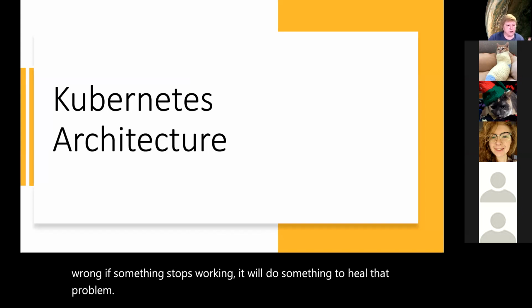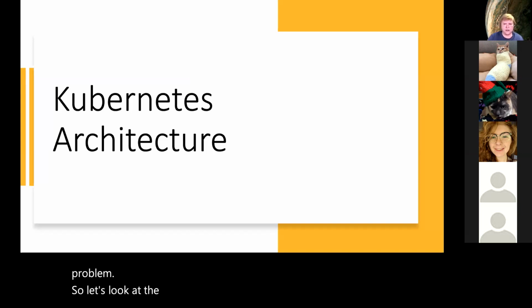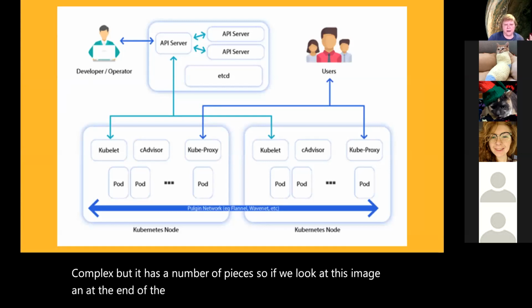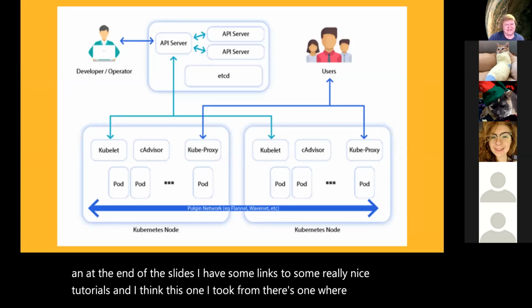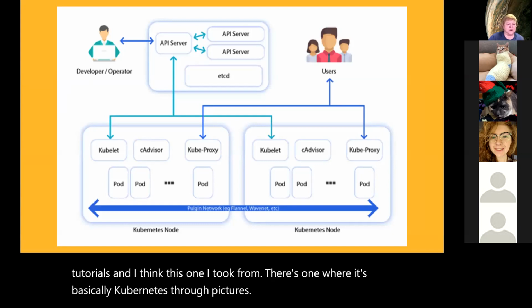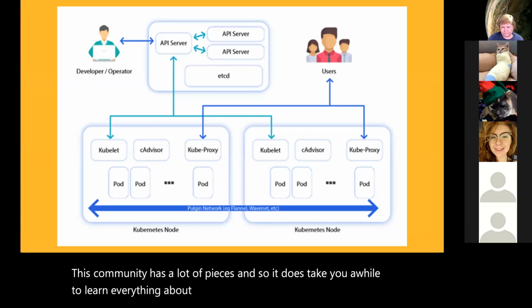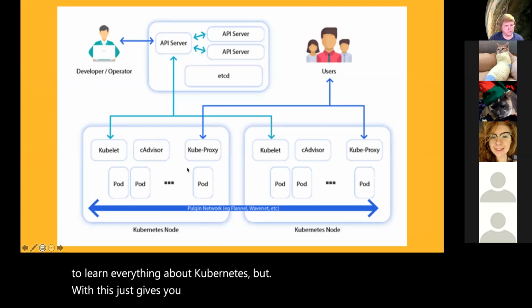So let's look at the architecture for Kubernetes. It's not that complex, but it has a number of pieces. So if we look at this image, and at the end of these slides, I have some links to some really nice tutorials. And I think this one I took from one where it's basically Kubernetes through pictures. Because Kubernetes has a lot of pieces. And so it does take you a while to learn everything about Kubernetes. But this just gives you an overview of the different pieces that are there.